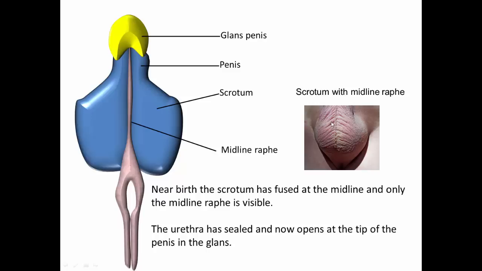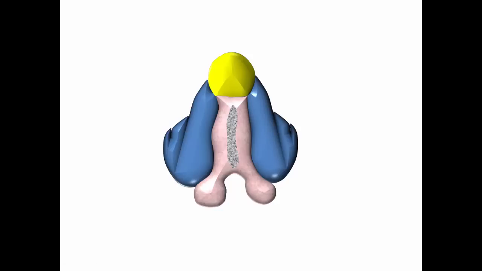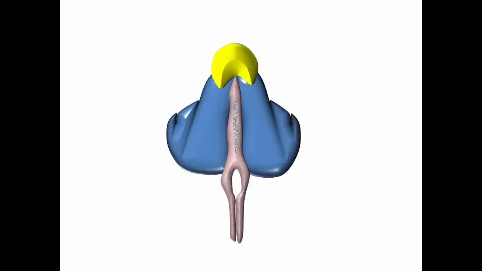The other thing to notice is that the urethra has sealed off, and so those urethral folds sealed off, and they're emptying now into the glans penis, and typically it's going to empty then at the tip of the glans, though we have developmental differences. Sometimes it opens at the base of the penis, and that's called hypospadias, and that can be actually surgically repaired. So this is a developmental plan.